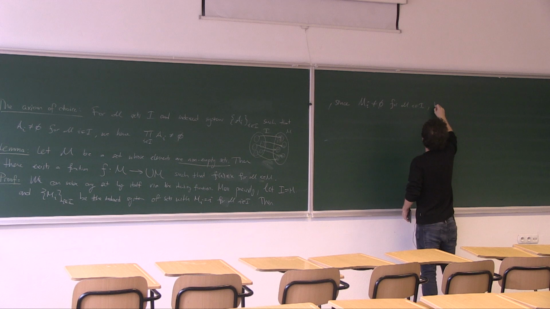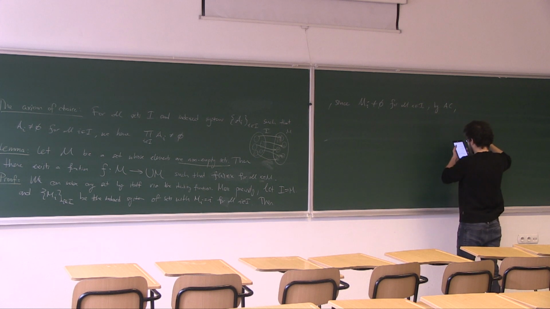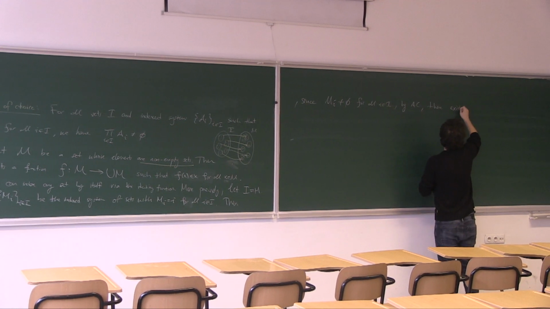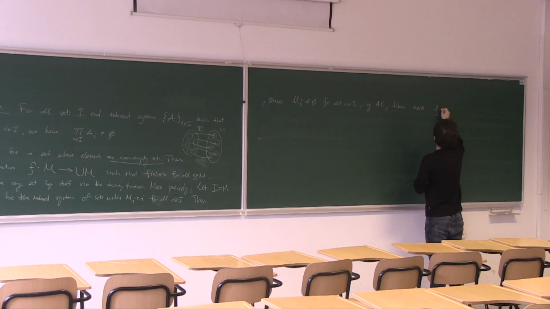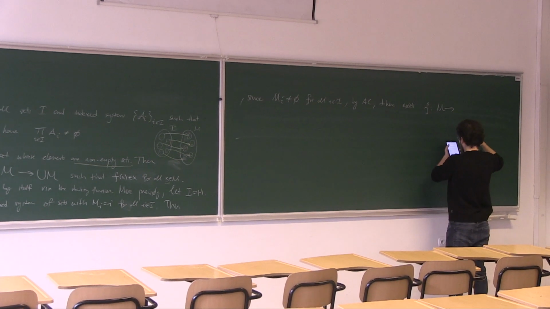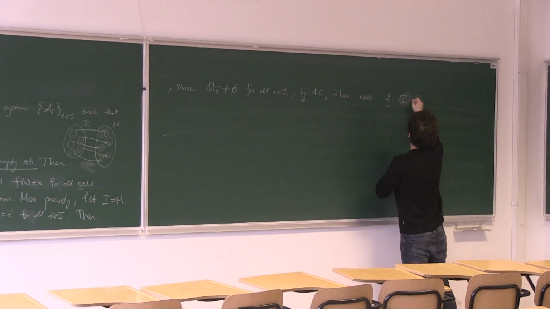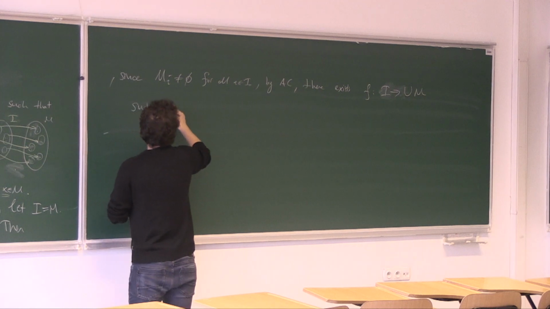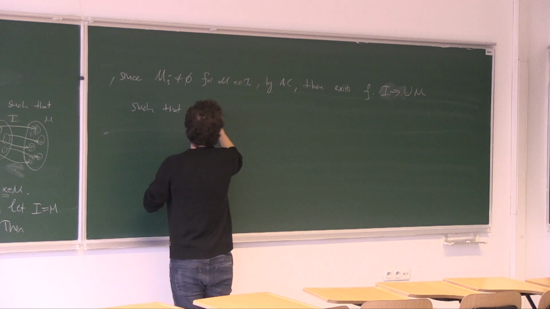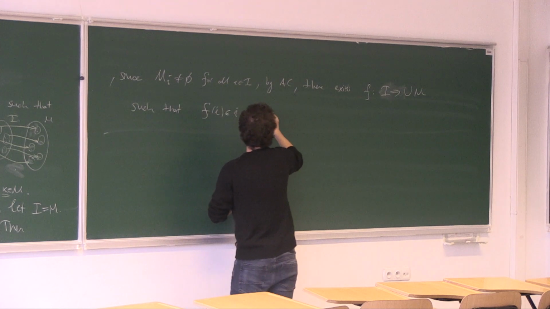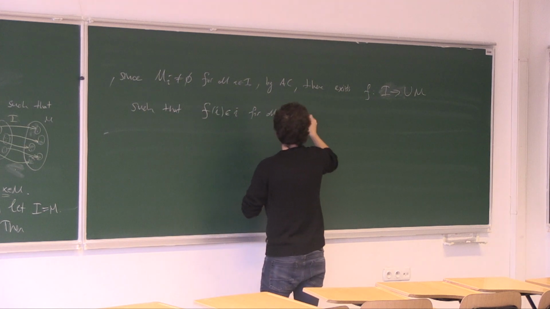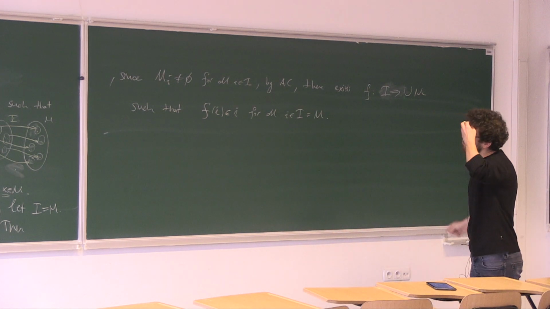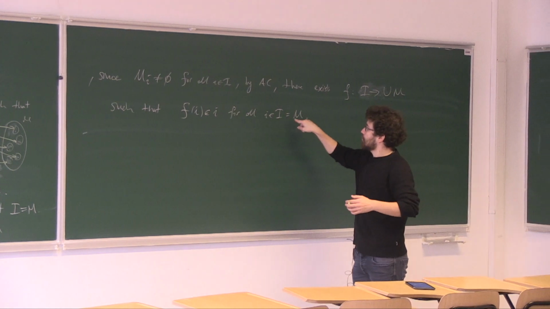Since this is true, by the axiom of choice, there exists some map from the index set to the union of M, such that f of i is in M_i for all i in I, which equals M.